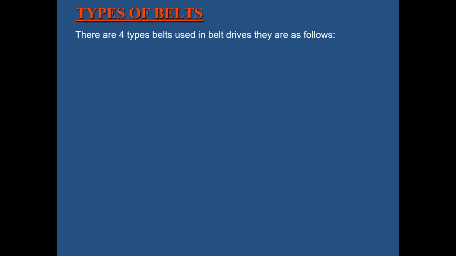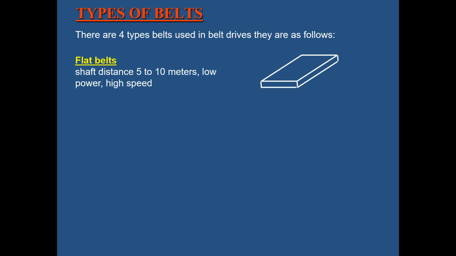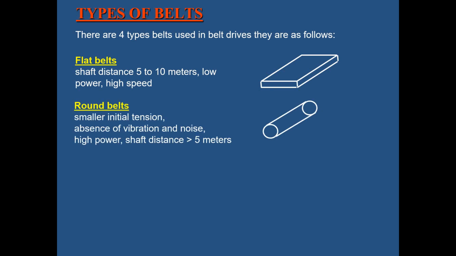Next, we will see the types of belts. Let's start with a flat belt. The cross section of the flat belt is flat. It will be used at a distance of 5 to 10 meters. It will be used for low power and high speed applications.